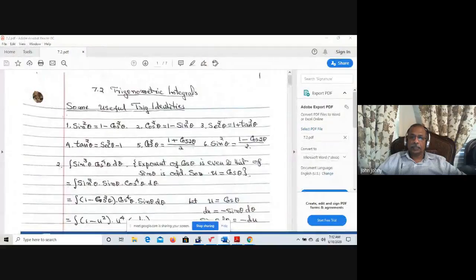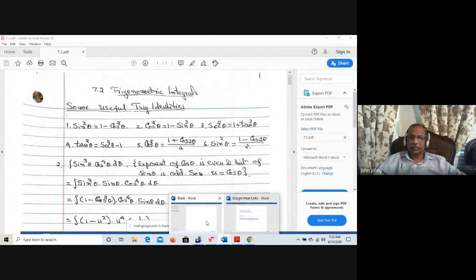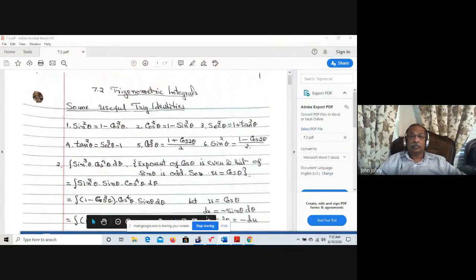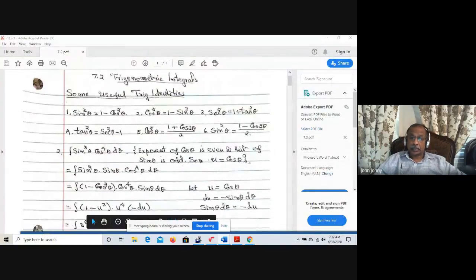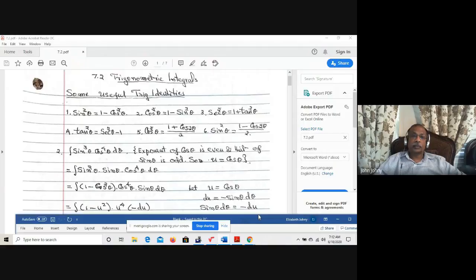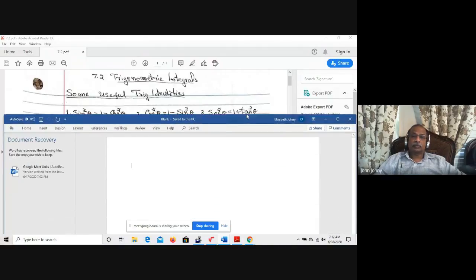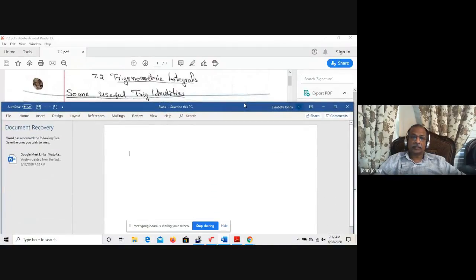7.2 deals with trigonometric integrals, that is antiderivatives that use trigonometric identities. So first, some useful trigonometric identities.